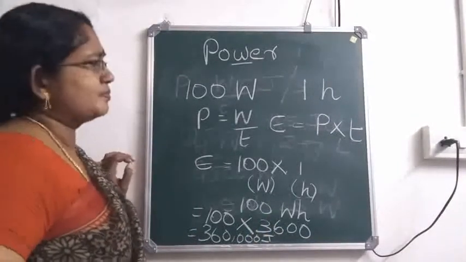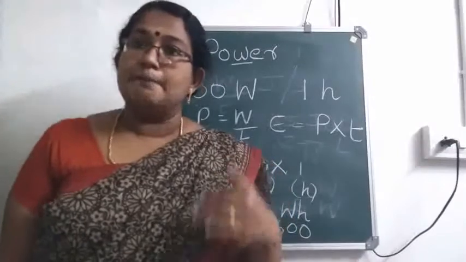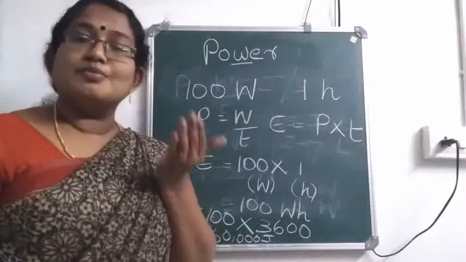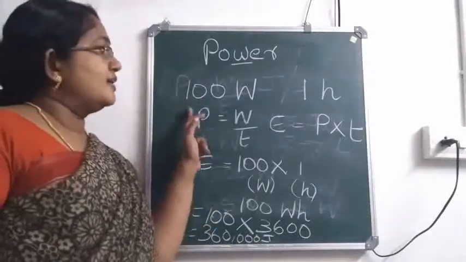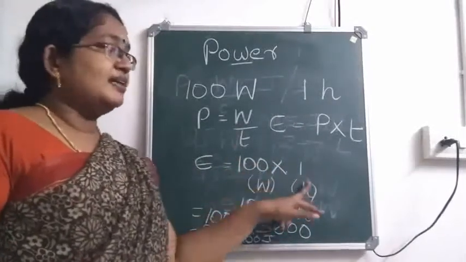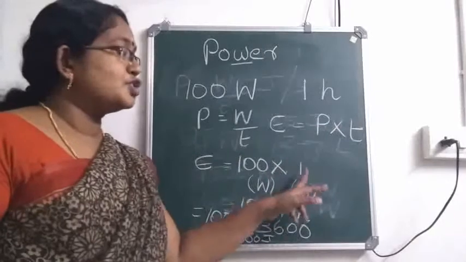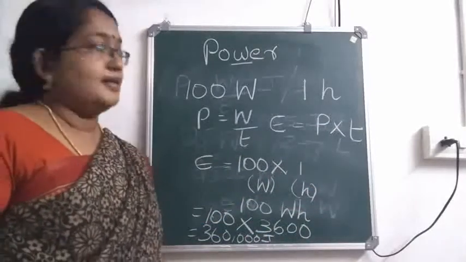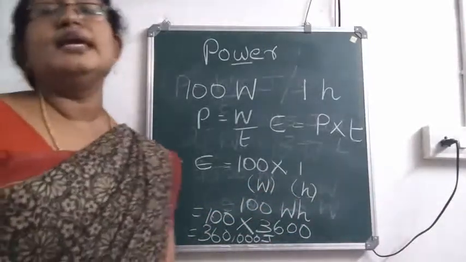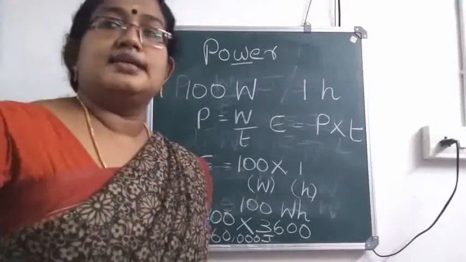So is it clear? Once again, it's just an example given here. You are considering a bulb of 100 watt which works for 1 hour. So how much electrical energy is there? Energy is given by power into time. If I am taking power in watt and time in hour, I'll get the answer in watt hour. If I need it in joule, I should convert hour into second. So in watt hour, it will be 100 watt hour, and in joules, it will be 360,000 joule. So is it clear? With that, we completed the chapter.